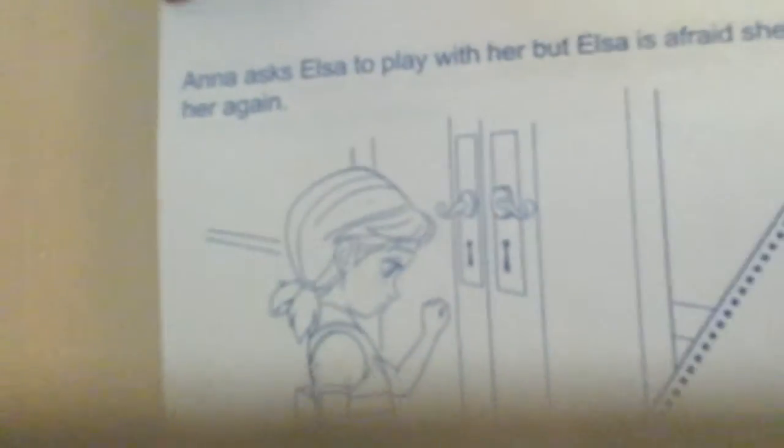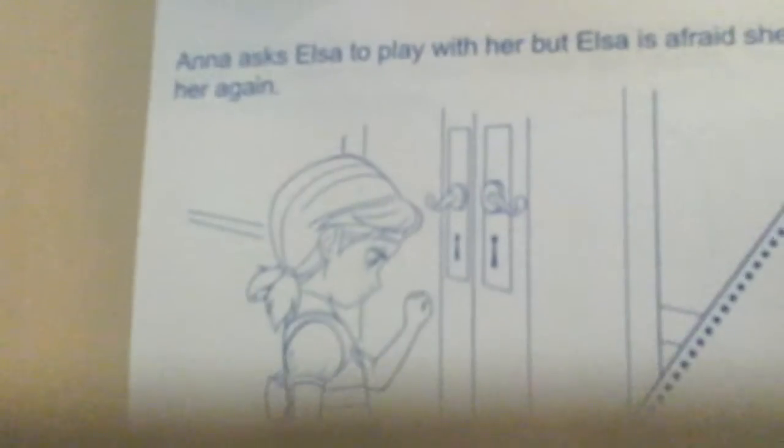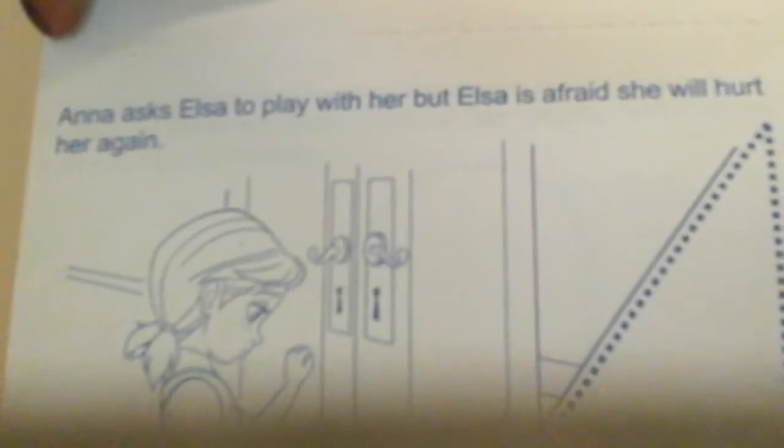So there's Anna at the Wannabelle snowman part. She's knocking on Elsa's door. It says, Anna asks Elsa to play with her, but Elsa is afraid she will hurt her again. And there's just a bunch of other pages that we get to color, but we're not going to color all of them today.